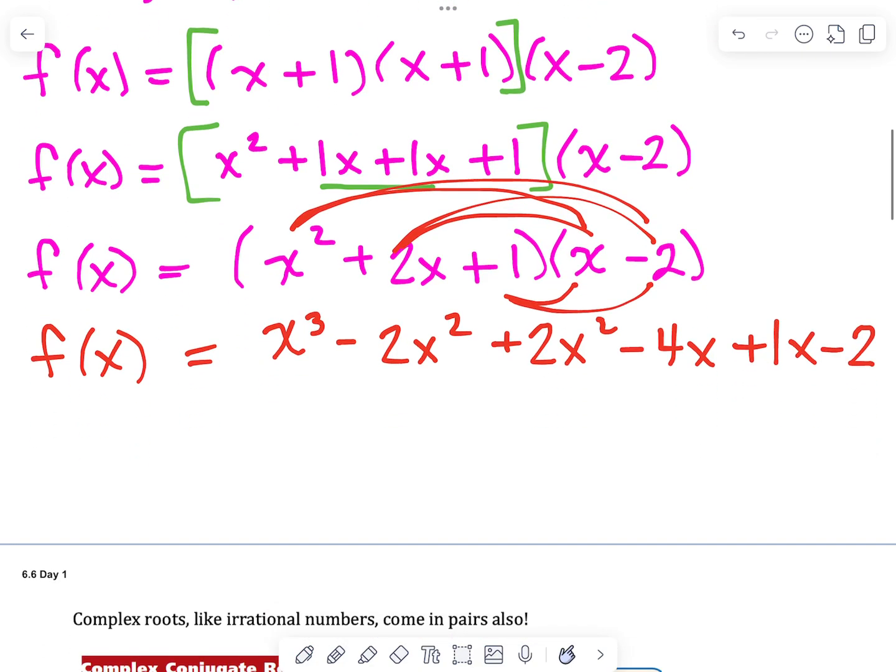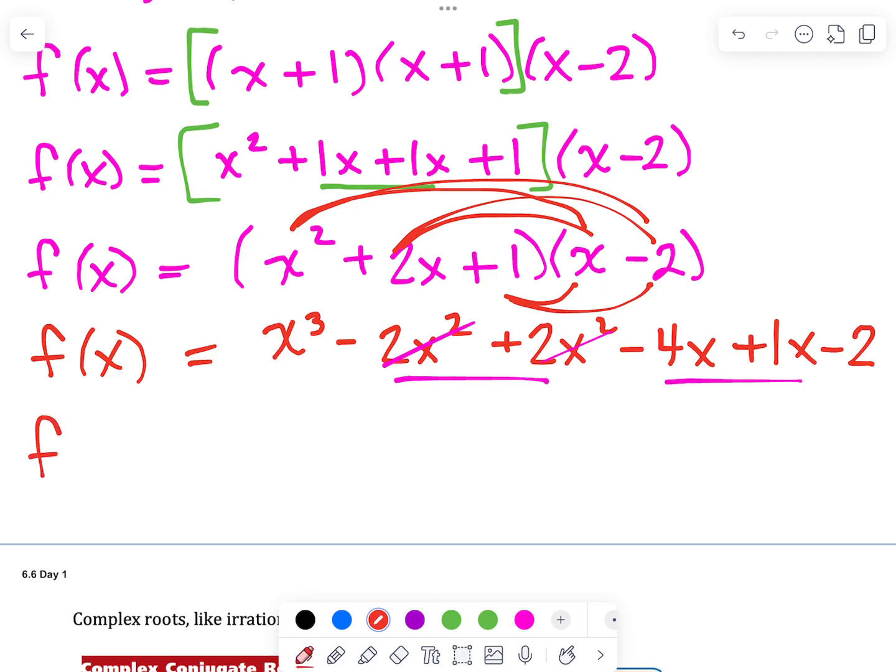And then we combine any like terms. So we have like terms here and there. Notice that -2x squared and positive 2x squared will cancel out. Combine -4x plus 1x is -3x, and then minus 2. So what we end up with is a cubic function, and it's a cubic trinomial.